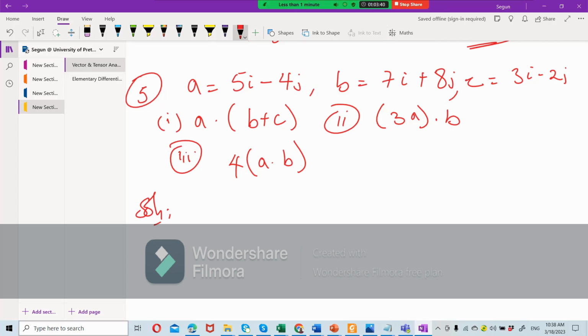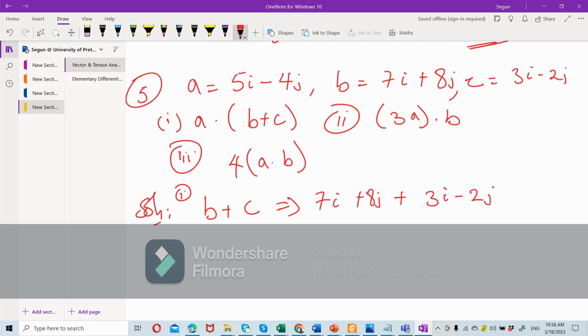One of the things you need to consider in this case is how to get B plus C for Roman figure 1. First of all, get B plus C. B plus C will be 7I plus 8J plus 3I minus 2J. Don't forget, component to component: I component to I component, J component to J component, K component to K component. So we have 10I plus 6J. That is the solution for this. Then we can go ahead and say A dot (B plus C).